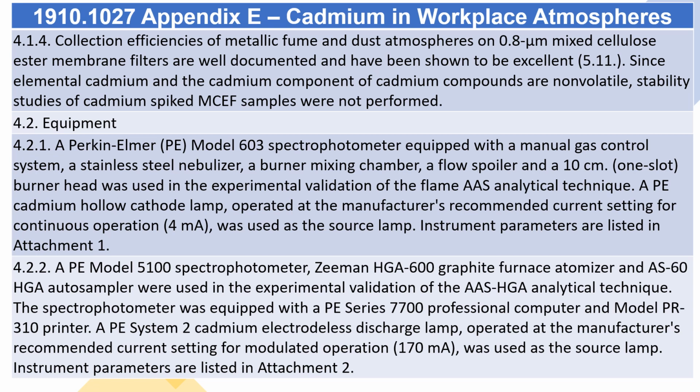4.2.2. A PE Model 5100 spectrophotometer, HGA 600 graphite furnace atomizer and an AS 60 HGA autosampler were used in the experimental validation of the AAS HGA analytical technique. The spectrophotometer was equipped with a PE Series 7700 professional computer and model PR310 printer. A PEAS System 2 cadmium electrodeless discharge lamp, operated at the manufacturer's recommended current setting for modulated operation, 170 mA, was used as the source lamp. Instrument parameters are listed in Attachment 2.